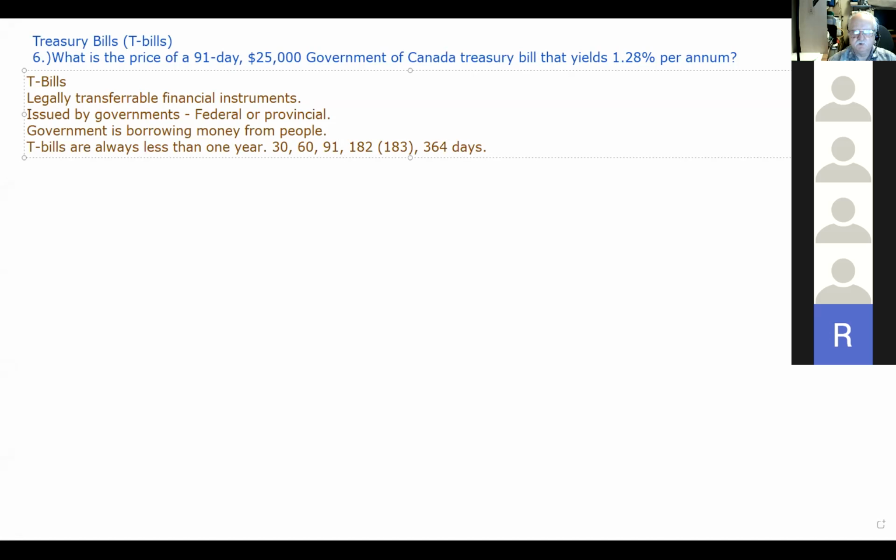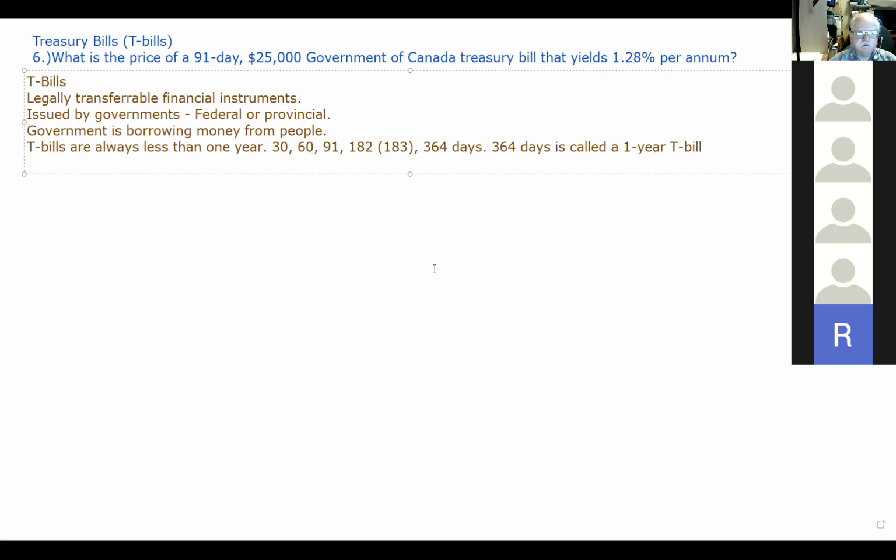Annoyingly enough, the 364-day T-bill is called a 1-year T-bill, but it's still 364 days. It's just confusing that they call it a 1-year T-bill because it is only 1 day short of a year, but it's called a 1-year T-bill. But when you calculate it, it has to be 364 days.